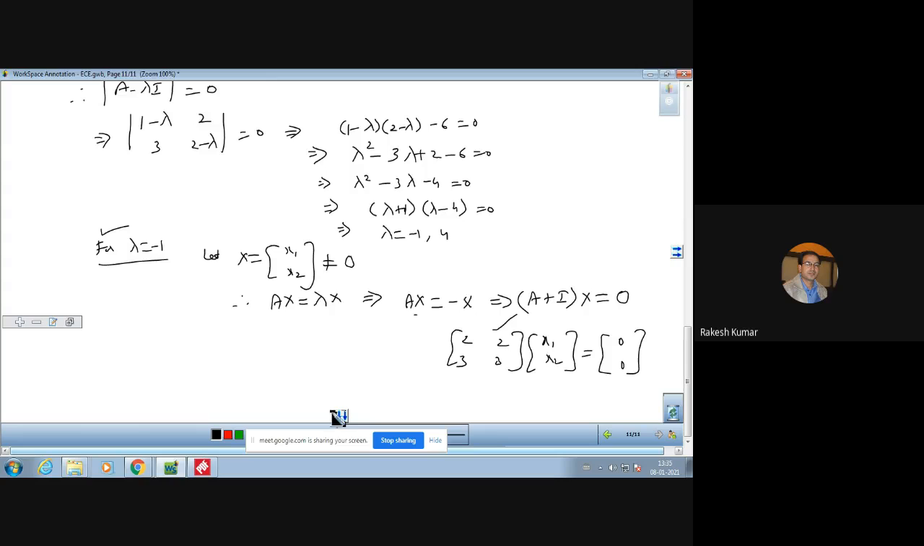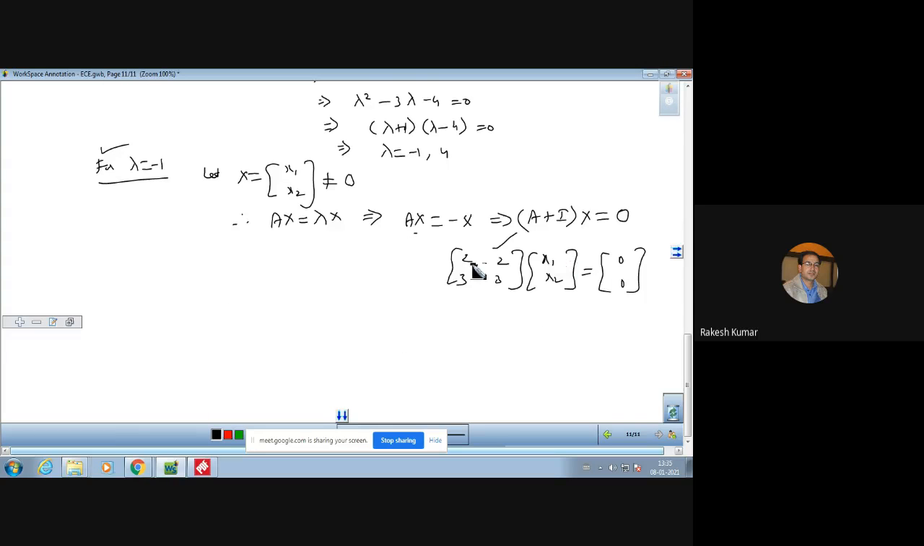We will be able to find one equation from this. 2x1 plus 2x2 is 0. 3x1 plus 3x2 is 0. Both equations are the same, because from this equation x1 plus x2 is 0, 2 can be taken common and cancelled with the other side. 3 can also be taken common. That is why both the equations are the same: x1 plus x2 is equal to 0.